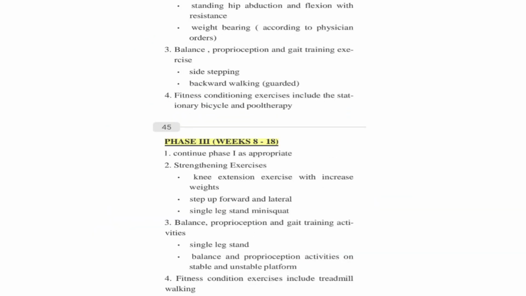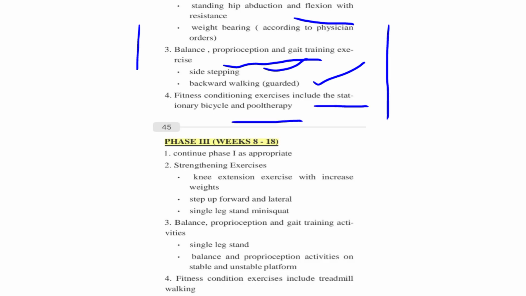standing hip abduction and flexion with resistance, so that strengthening occurs, weight bearing, balance proprioception and gait training, side stepping, backward walking, conditioning exercises, bicycling, pool therapy also we do in phase 2.